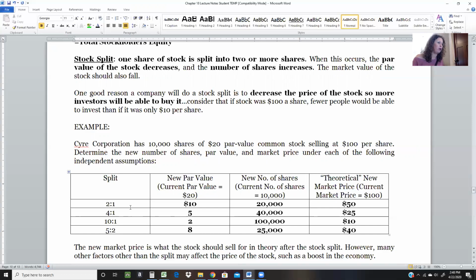So with a 2-for-1 stock split, the par value is going to change. If the stock was $20 par value and you do a 2-for-1 stock split, the new par value is going to be 10. Instead of having 10,000 shares out there, now you have 20,000. And theoretically, if the stock was currently selling for $100 a share, the market price would drop to about 50.